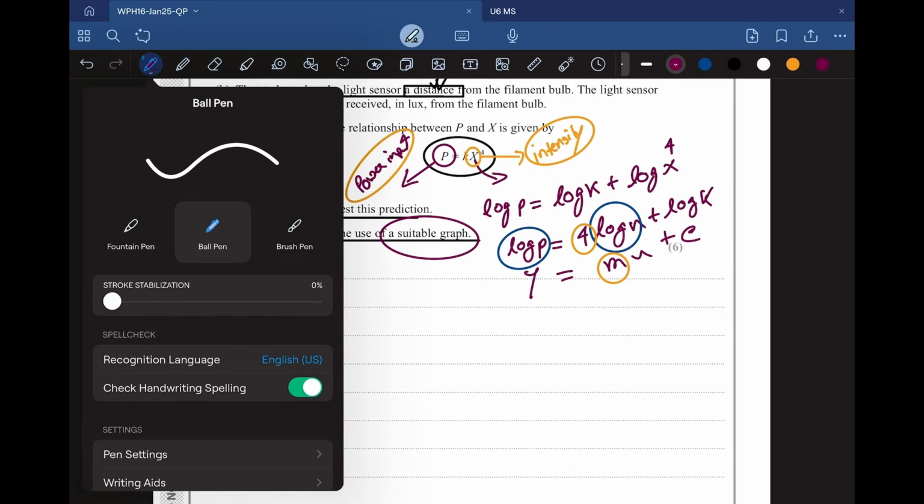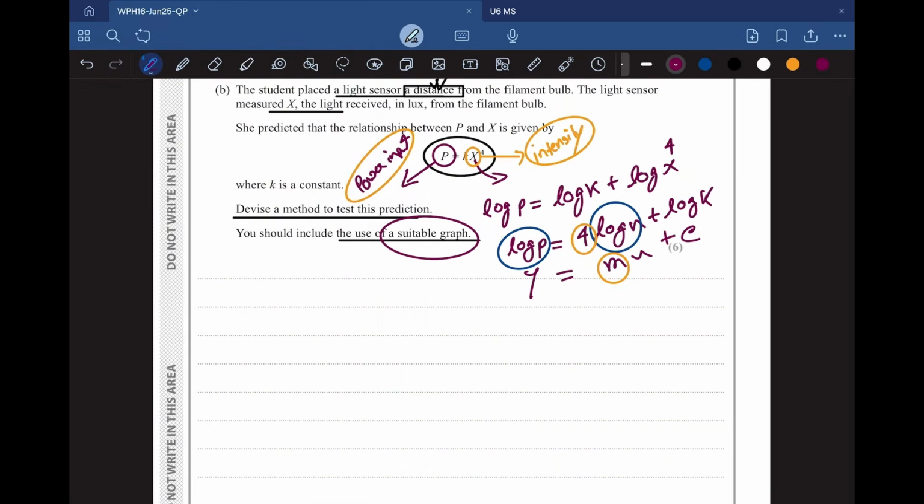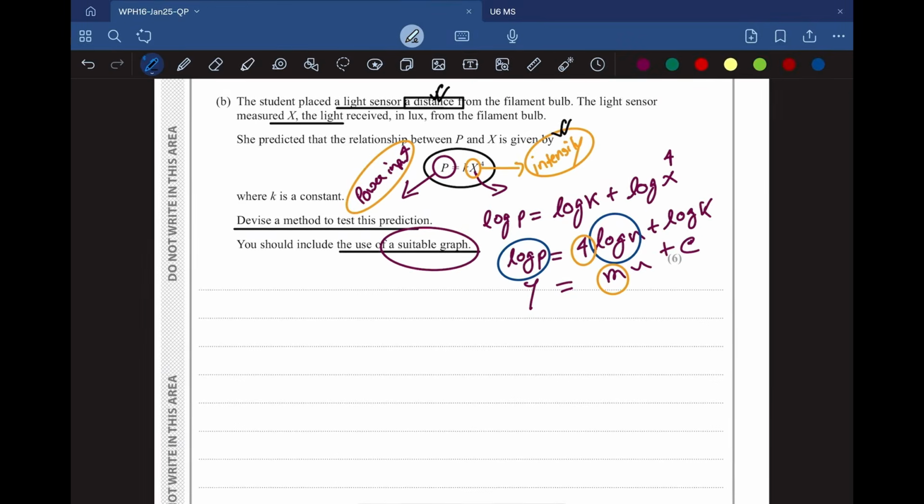So to look at this, we'll have to ensure the distance between the light sensor and the filament bulb remains constant. The second thing is, to be able to measure this intensity accurately, we'll have to make sure that in the room where the investigation is carried out, there is no other light than the light from the filament bulb. So you have to make sure that there is no background light.